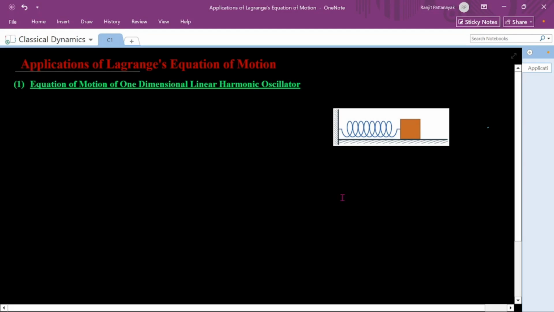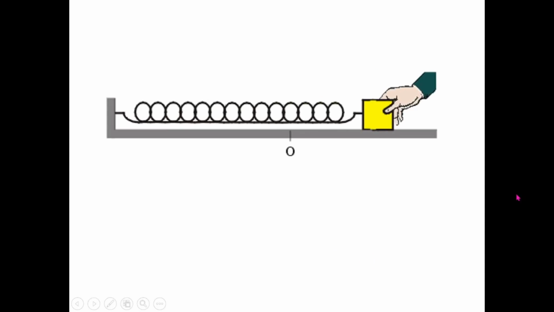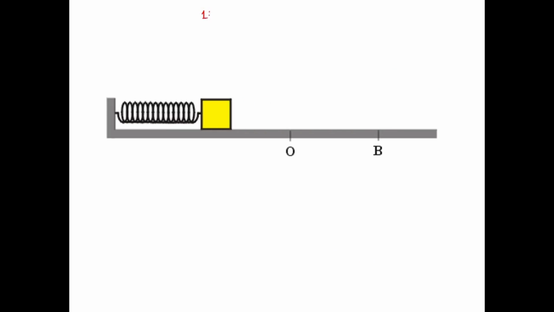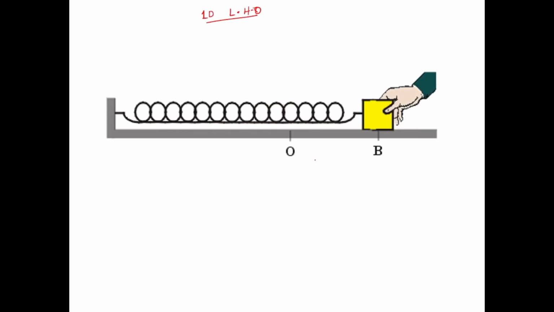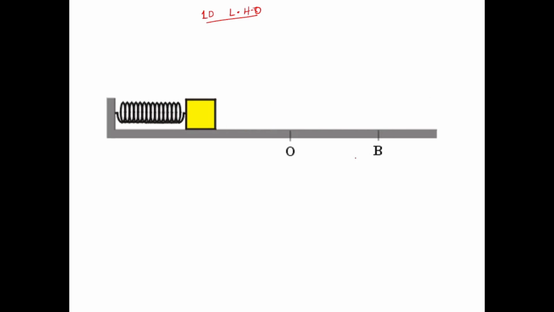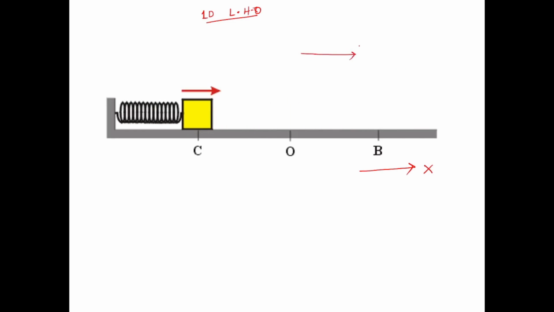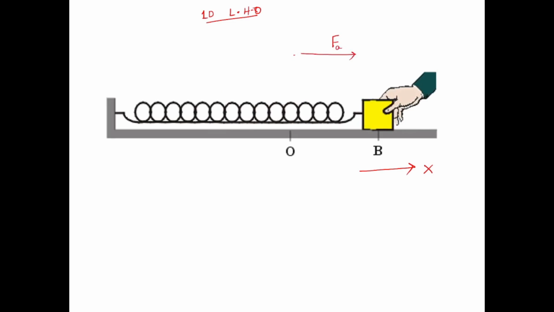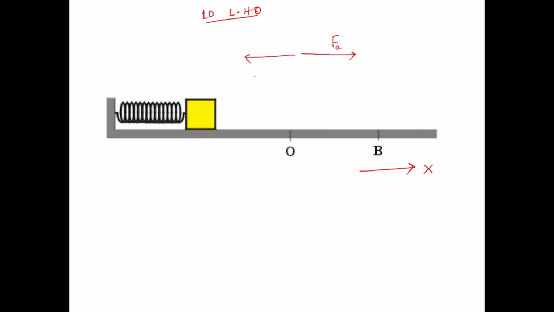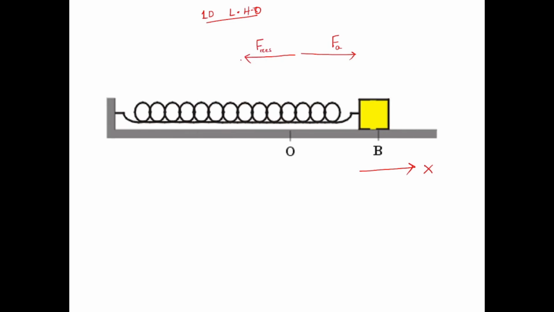So here I am going to show you the animation of a linear harmonic oscillator. This is the typical one dimensional linear harmonic oscillator example. When the object is dragged towards the positive x-axis direction with a force, this is the so-called applied force. At the same time, the restoring force induced inside the spring is just opposite to the applied force. This is the restoring force.